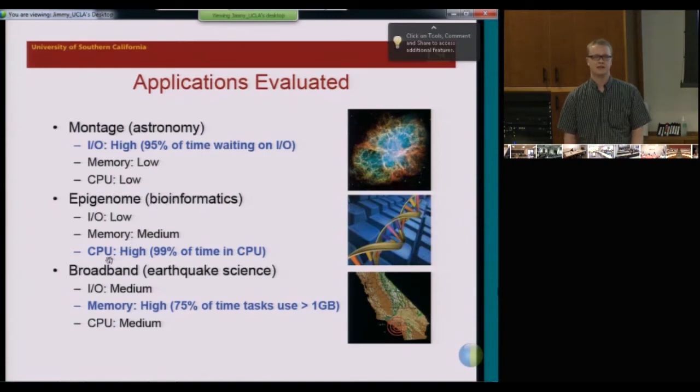Epigenome is bioinformatics. This is mostly CPU bound. It's doing sequence alignment. And then Broadband is an earthquake science application. It's medium in both IO and CPU, but it has big memory requirements.